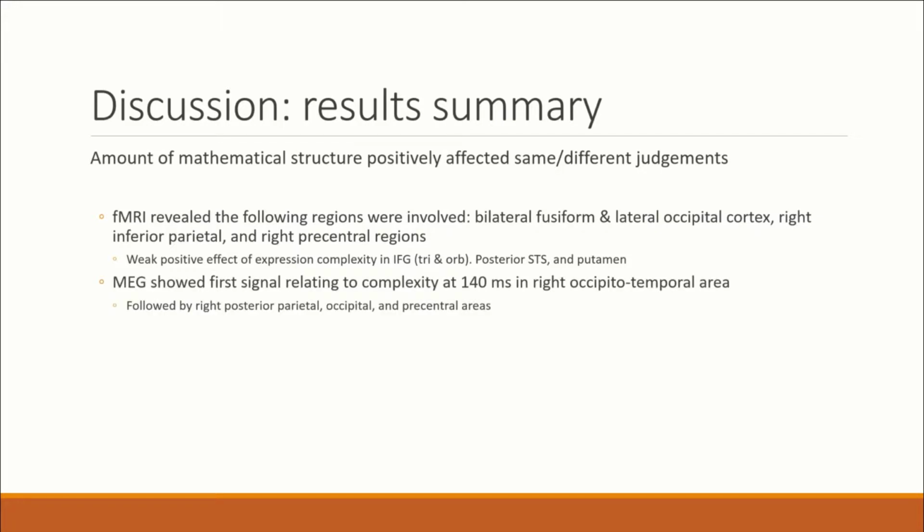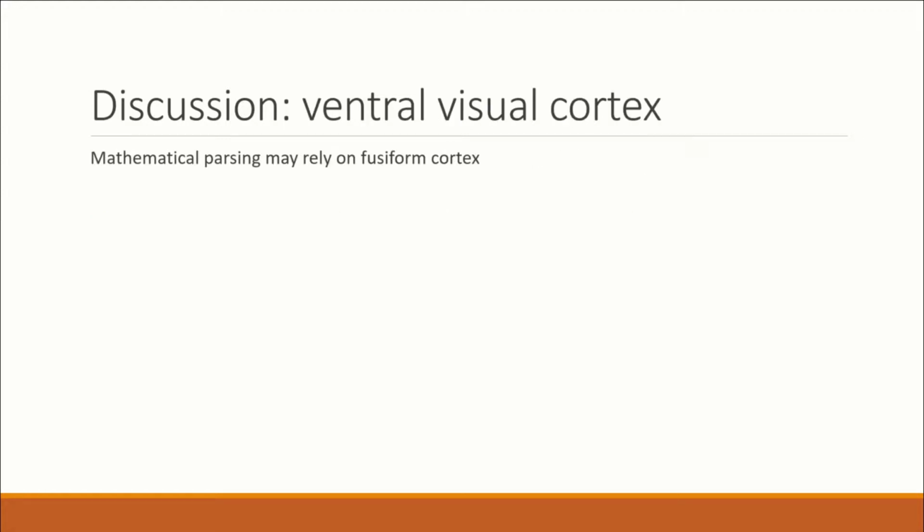MEG analysis showed that the first effect of syntactic complexity occurred around 140 milliseconds in the right occipitotemporal area, which was then followed by signal from the right posterior parietal, occipital, and precentral areas, all lying outside of classical language areas. The fMRI results showing fusiform activation suggest that mathematical parsing could rely on the fusiform cortex and could be related to visual word recognition.